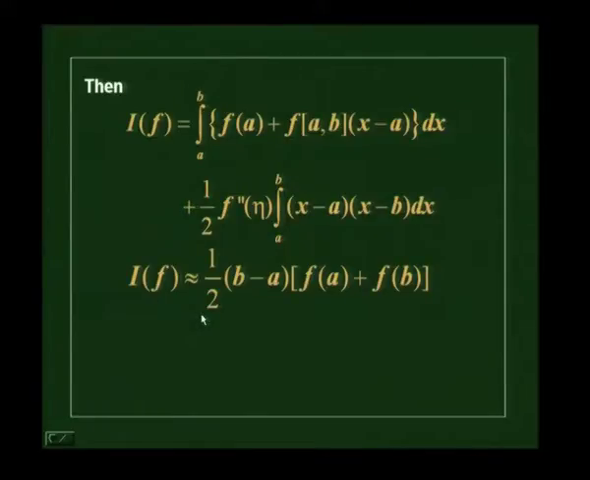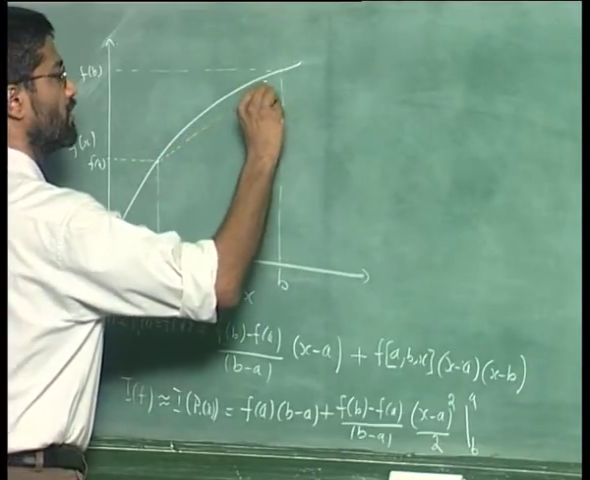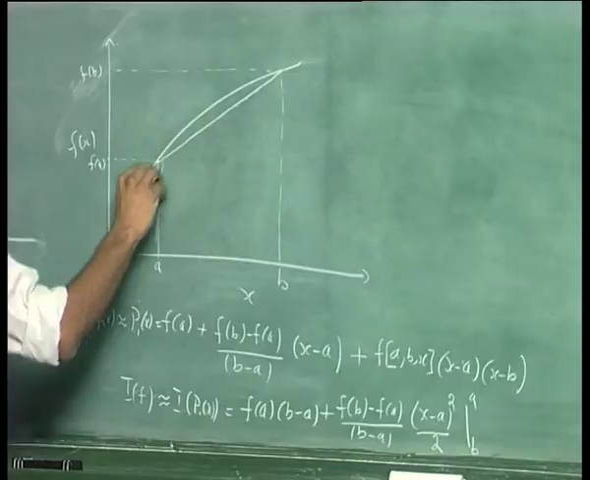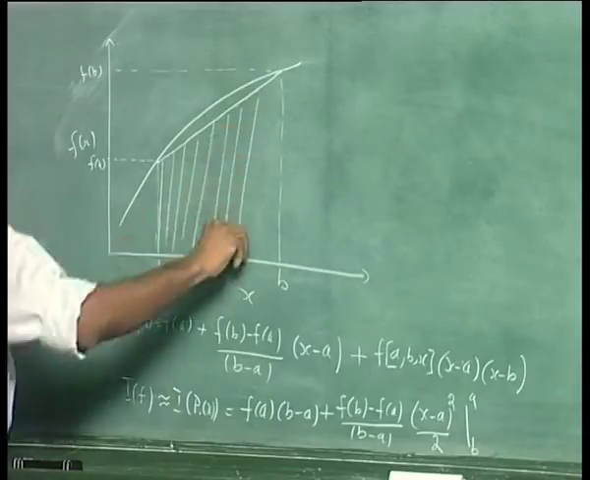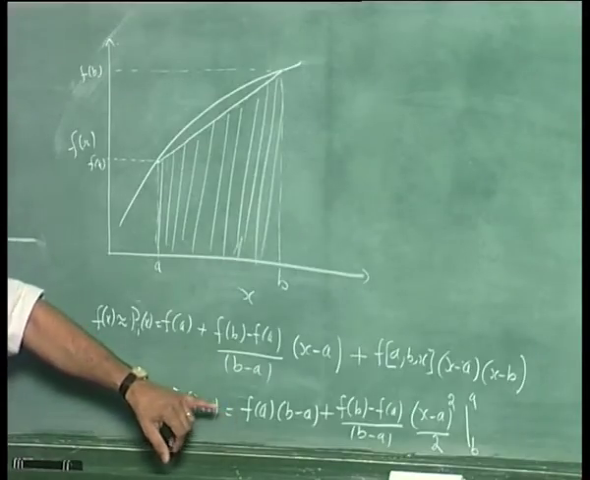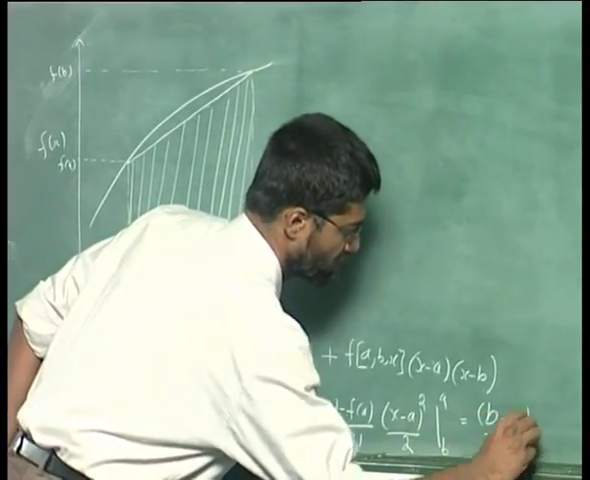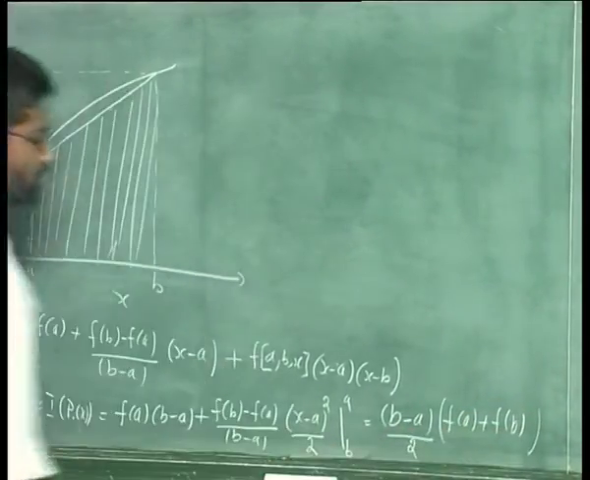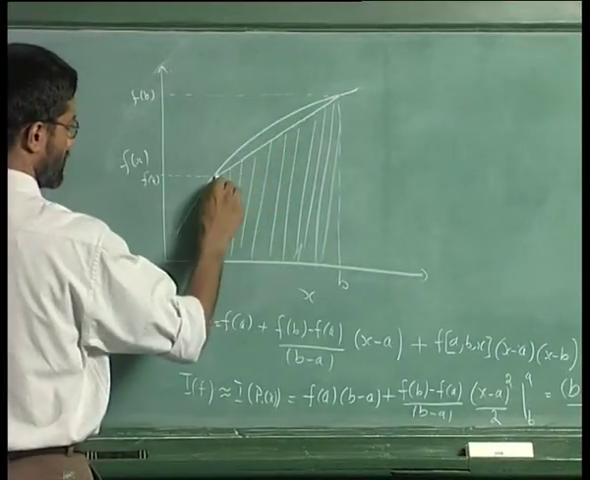Okay. So now graphically this is the same as drawing a straight line from here to there, and taking the area under this curve. So that's what we are getting here. So this integral is equal to (b − a)/2 into (f(a) + f(b)). Okay, so that's the same as finding the area under this trapezoid which we get.